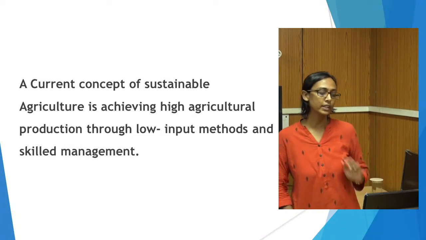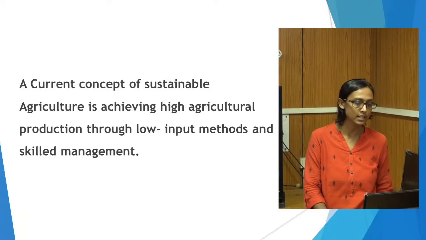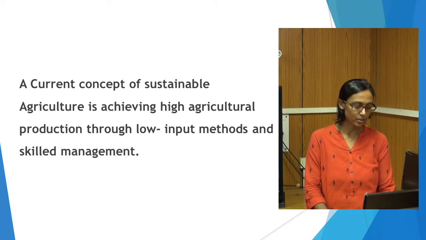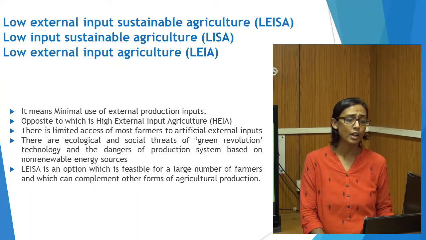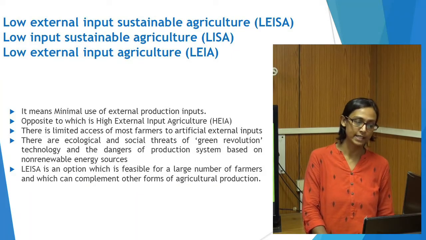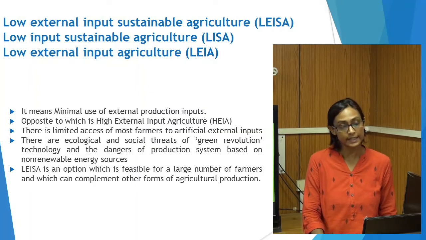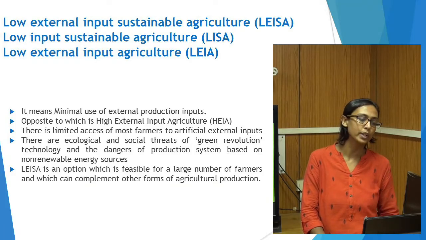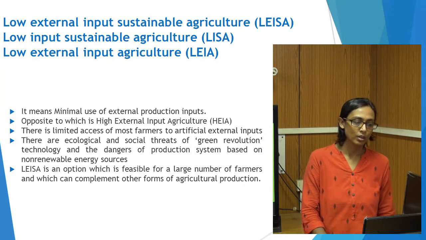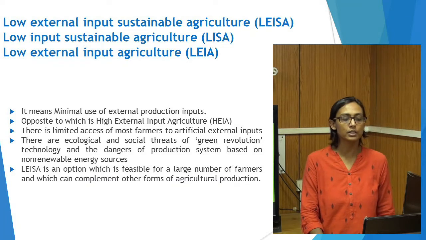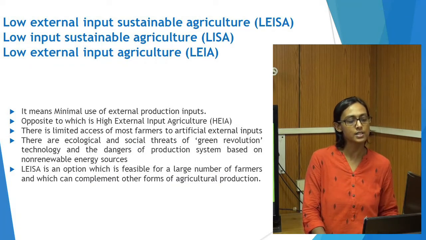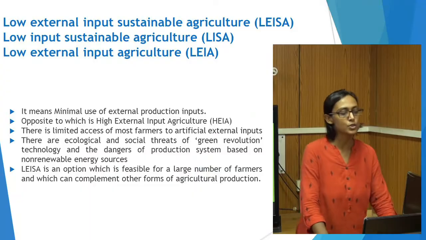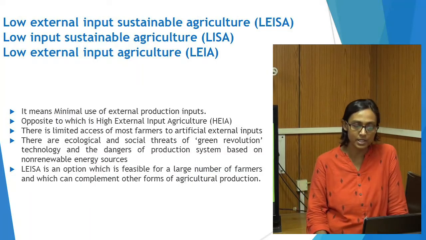And now our current concept of agriculture, as we all discussed, is achieving high agricultural production through low input methods and skilled management of those inputs. Then comes the term low external input sustainable agriculture, called LEISA, also called low input sustainable agriculture, or just low external input agriculture, called LEIA. LEISA means minimal use of external production inputs, opposite to which is high external input agriculture, called HEIA. There is limited access of most farmers to artificial or purchased external inputs.